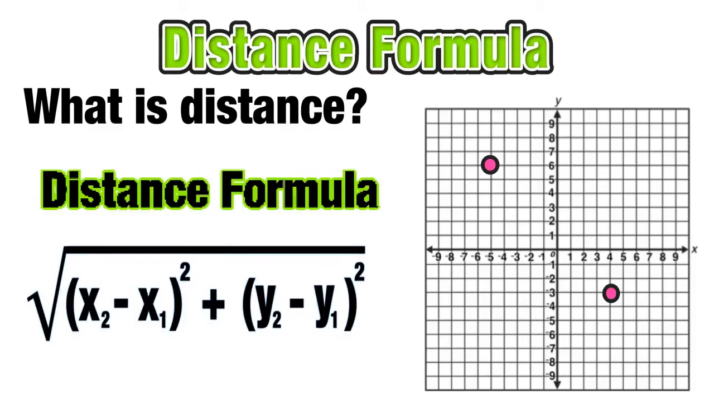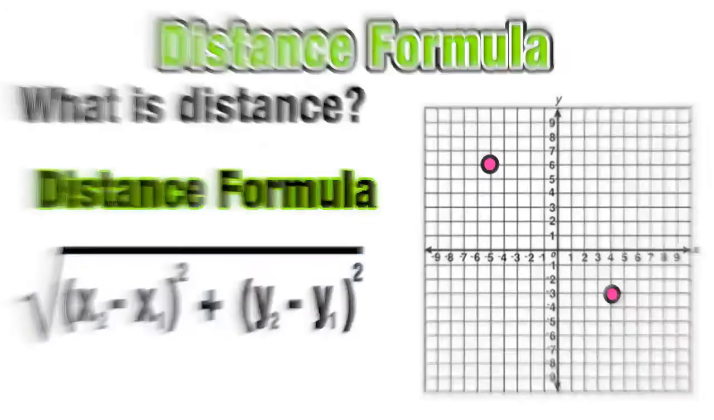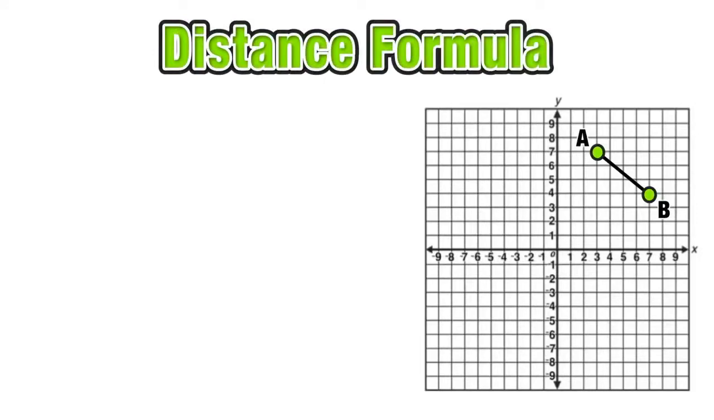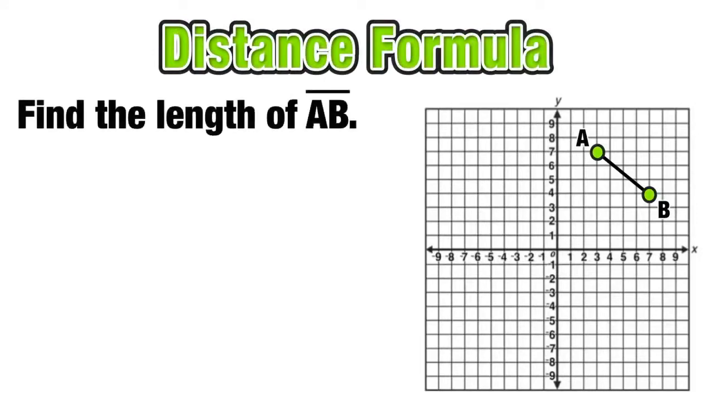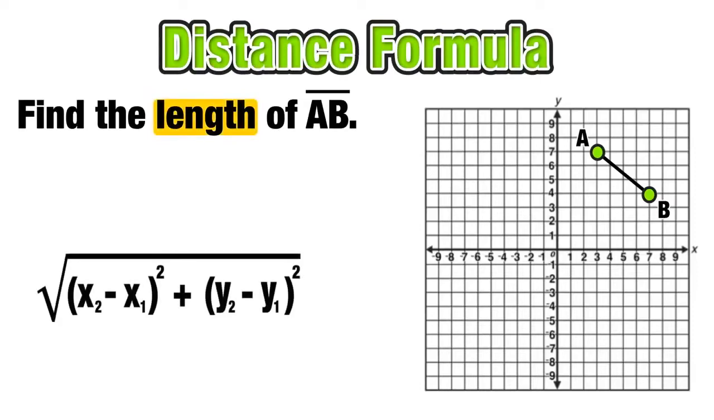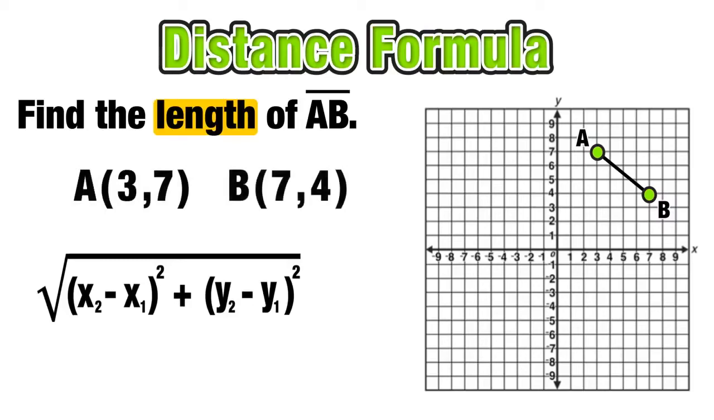So let's go ahead and learn how to use the distance formula. Our first example calls for finding the length of line segment AB. Now, when we see the word length, we should be tipped off to use the distance formula. First, we're going to need the coordinates of the endpoints A and B, with A at (3, 7) and B at (7, 4). Now again, A and B are both points with x and y coordinates. Since A is the first point, we'll give it the 1's, x1, y1, and since B is our second point, we'll give it the 2's, x2, y2. And now we're ready to use our formula.